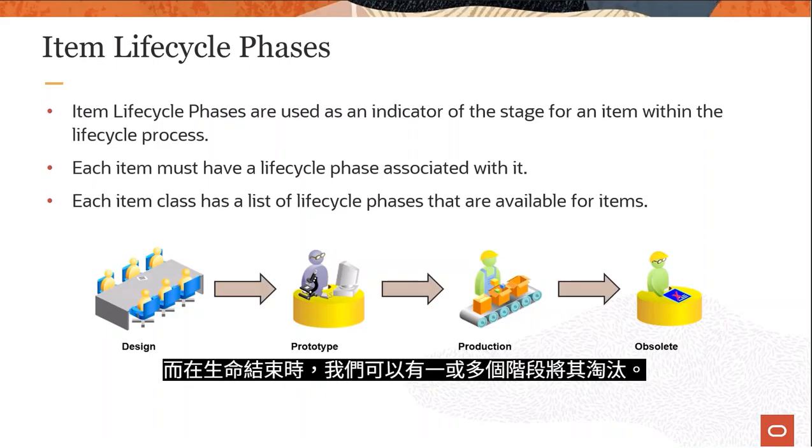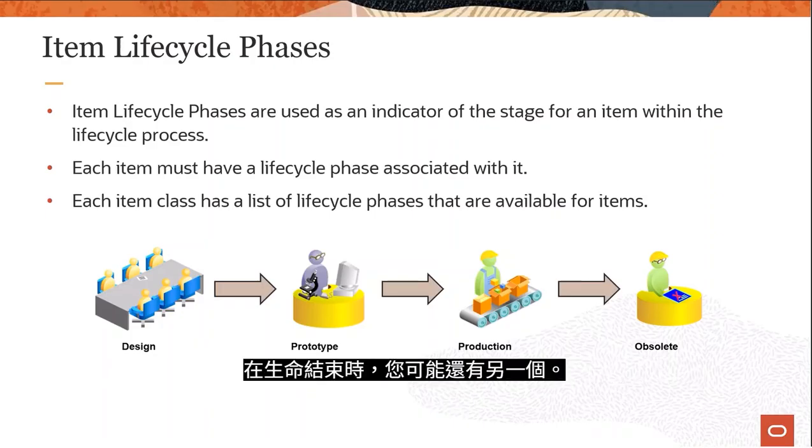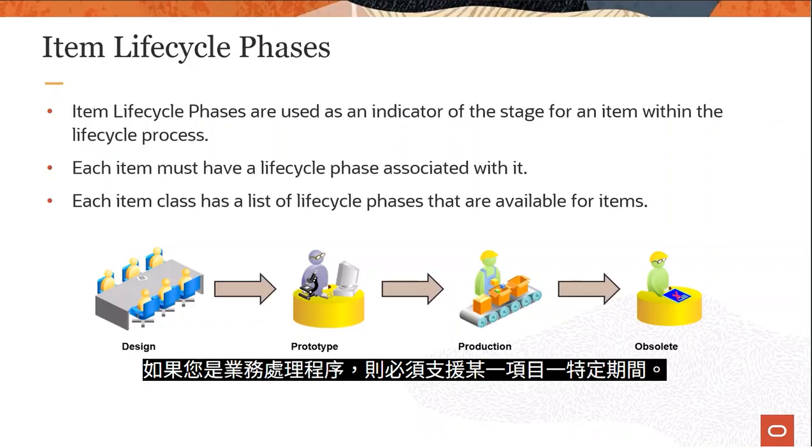And at the end of its life, we can have one or more phases to phase it out. And once it's obsolete, then basically we've told the system we don't plan on planning it, carrying it, building it, selling it. You may have another one for end of life, if in your business process you have to support an item for a certain duration.